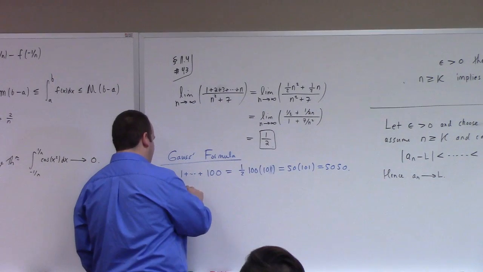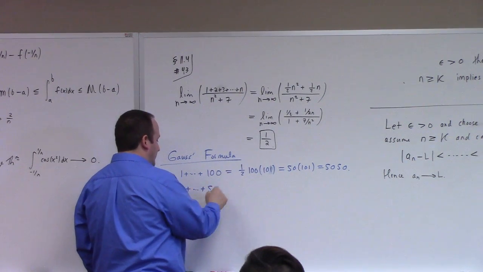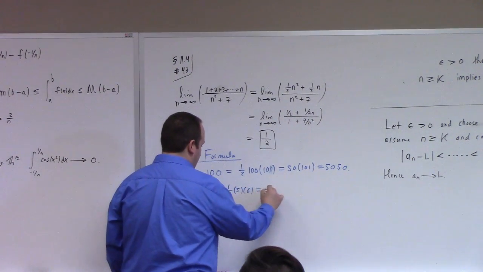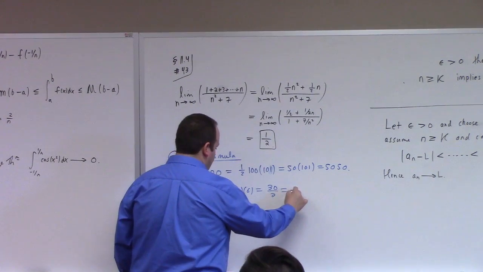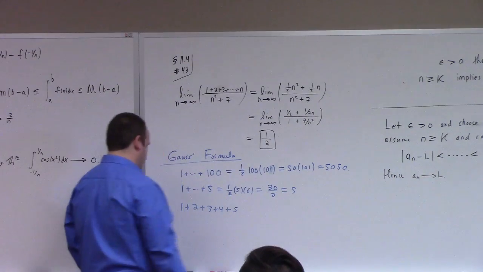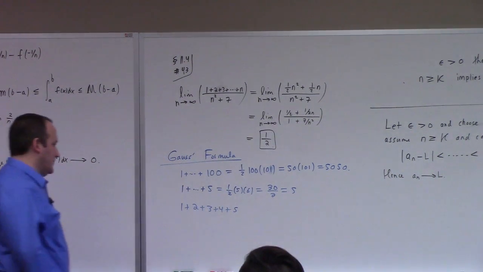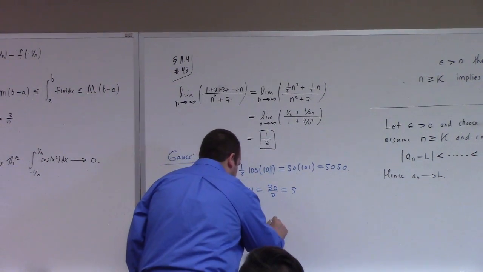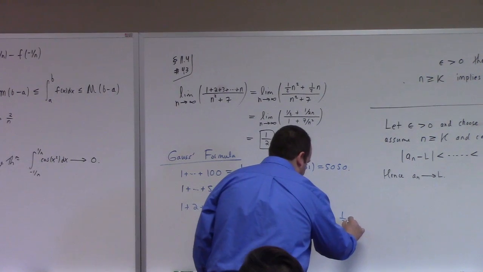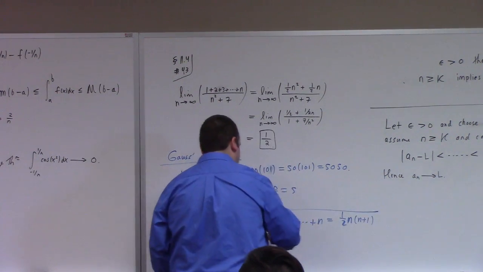But maybe you can try it for 10 instead. How about, I'll be even lazier, how about the sum of the numbers from 1 to 5 is 1/2 of 5 times 6, which is what? 15. Check it out. Is that true? So this is in fact one of Gauss's formulas, that 1 plus 2 plus 3 plus and so on plus n is 1/2 n times n plus 1. This is the formula.